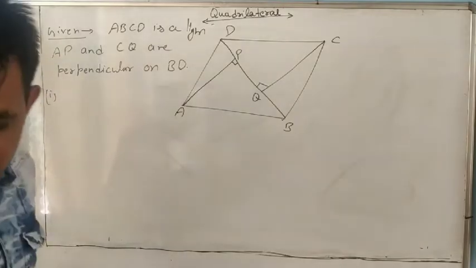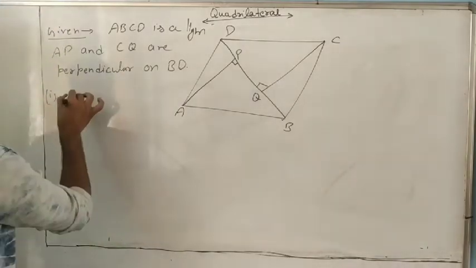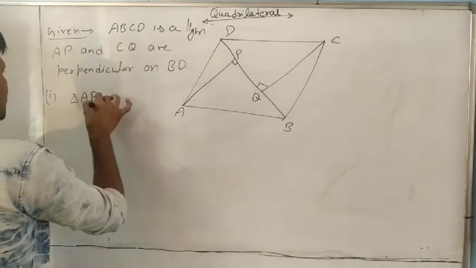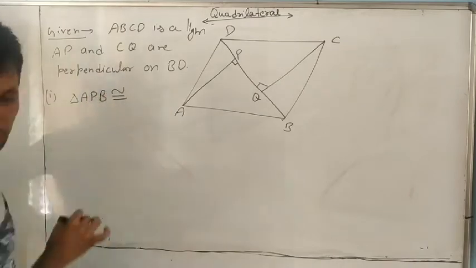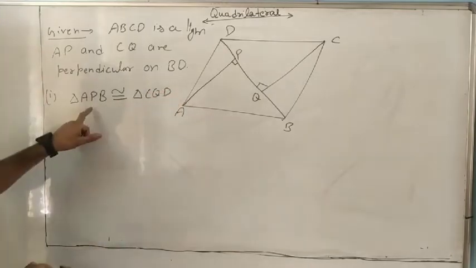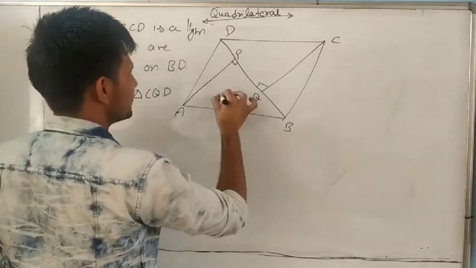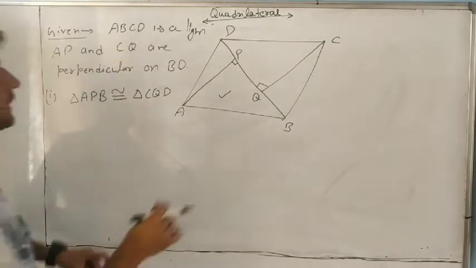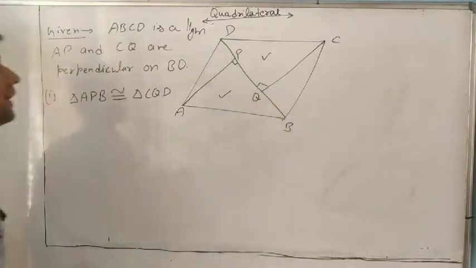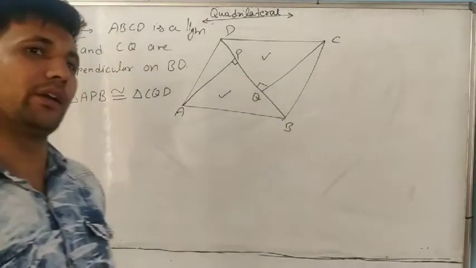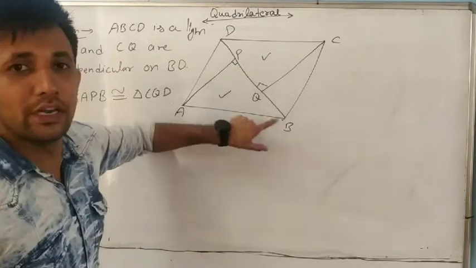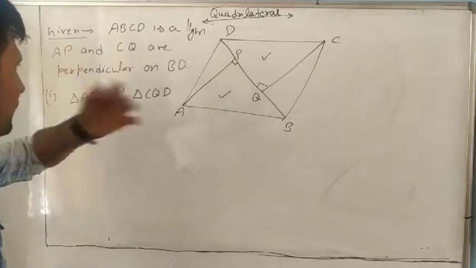Okay, now we will take the first part. What do we want to show? Triangle APB congruent to CQD. We want to prove these two triangles congruent. I think you can prove it very easily. How will you prove that? Yes, AB equal to DC. I am giving only a hint so you do it yourself.